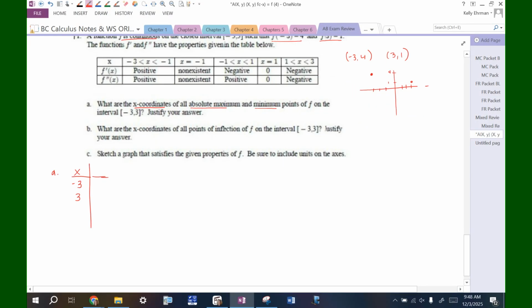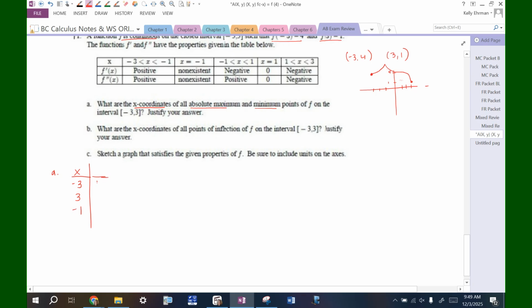So this graph for f increases until we hit -1. It increases for a while and then decreases. The reason f prime is nonexistent at -1 is because there must be a sharp turn. So it decreases for a while, and then at 1, we have sort of a horizontal tangent like that, and then it decreases some more. So it's something like this. That means that anywhere f prime changes signs, there's a potential absolute max or min. So there's a relative extrema here at -1.